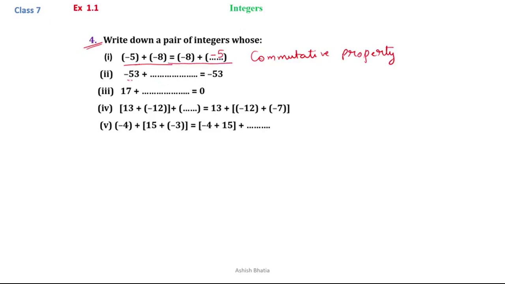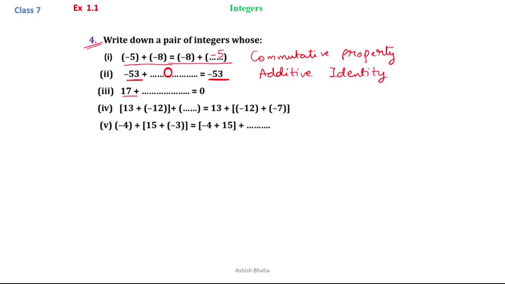The other one is minus 53 plus something in the blank, and the result is again minus 53. So this means that the result does not change. So that means if we add 0, which is called additive identity, after adding 0, we get the same number as it was. So this is the additive identity property.